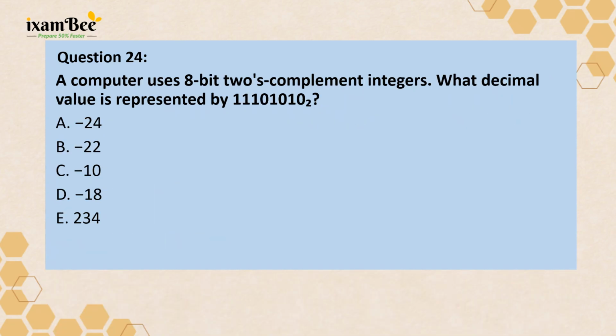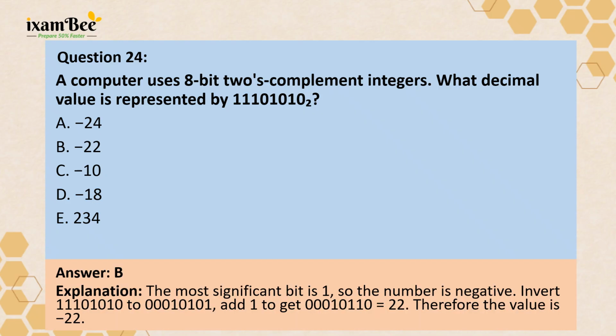Now in this question, a computer uses 8-bit 2's complement integers. What decimal value is represented by 11101010 in binary? The correct answer here is B, which is minus 20. The leading bit is 1, which immediately tells us this is a negative number in 2's complement. To find its magnitude, we invert every bit and add 1.